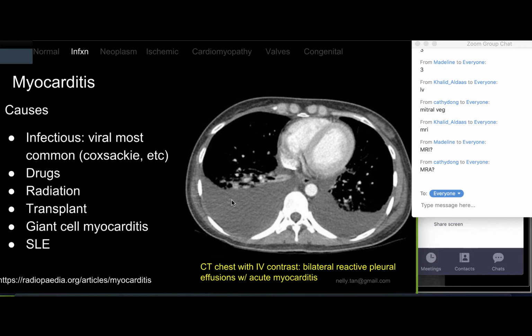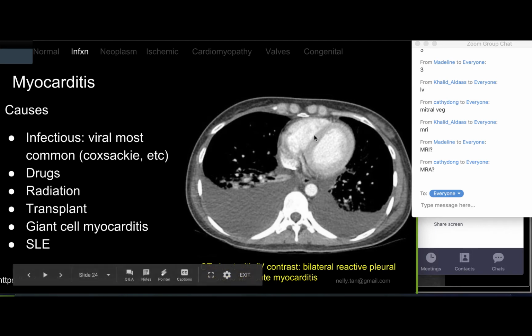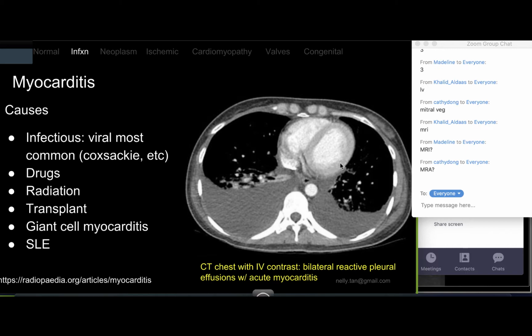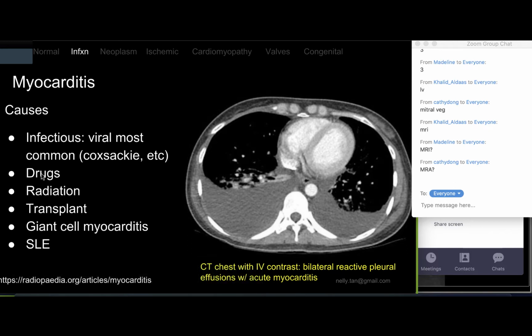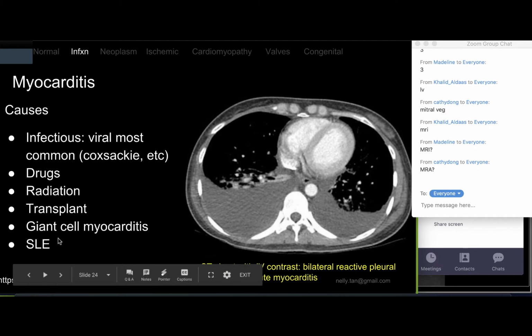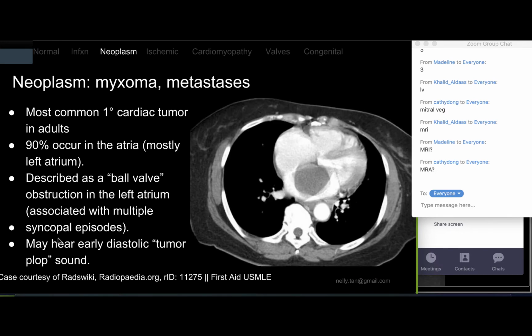And here we see reactive pleural effusion. So CT is not very sensitive to look at the myocardium, not in the same way that MRI is, but patients with myocarditis or pericarditis can get reactive pleural effusion. And that's what we're seeing here. So myocarditis most commonly is from infection, but there are other causes. Certain chemotherapies cause cardiomyopathy, radiation, transplant, giant cell myocarditis, SLE are some of the causes. So correct, the most common cause of myocarditis is viral.